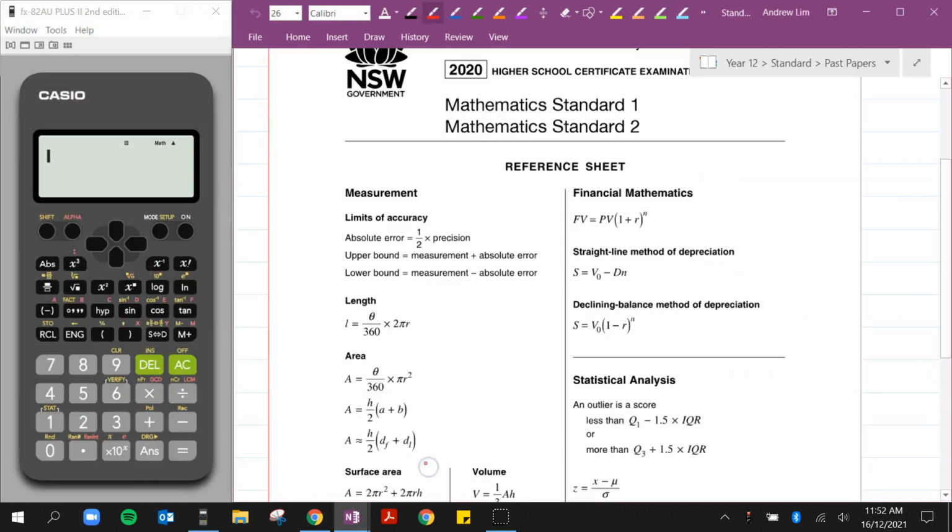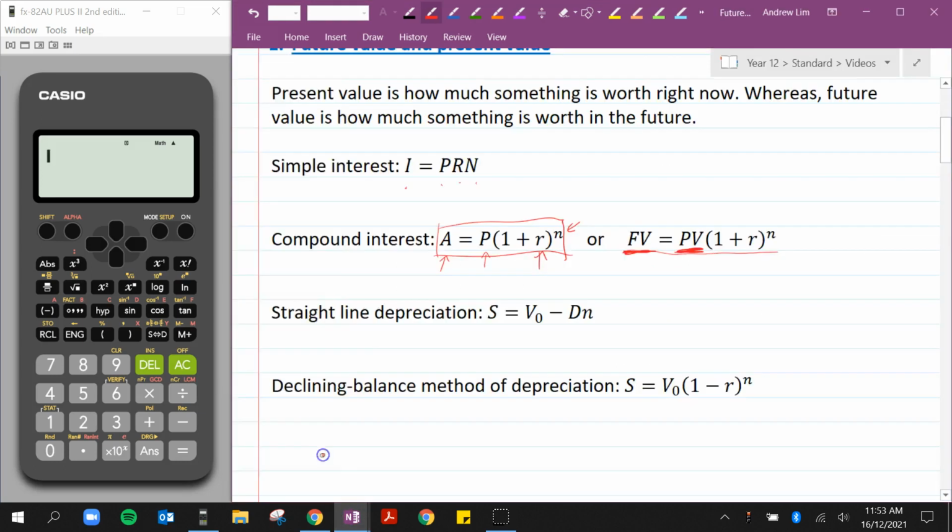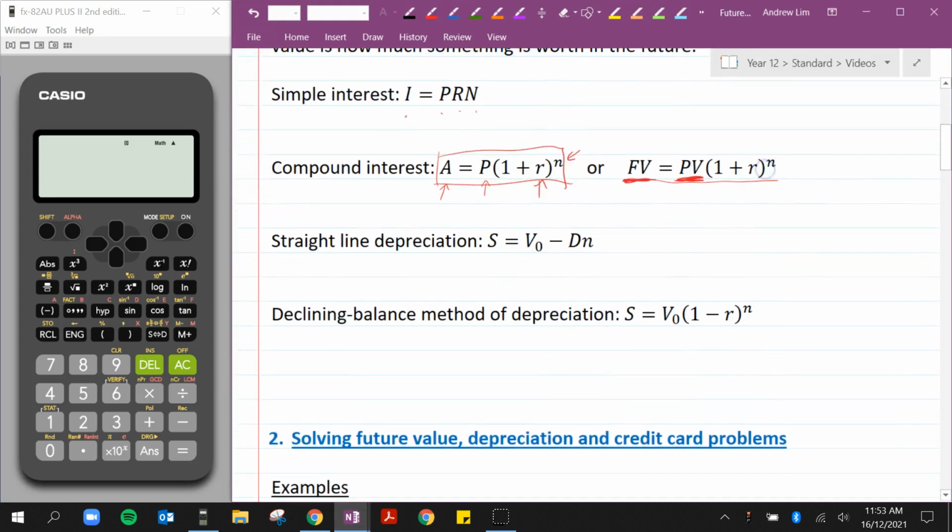So here's our formula sheet. Future value is equal to present value times 1 plus R to the power of N. Also on our formula sheet for this topic is the salvage value is equal to the value at time 0 minus depreciation per year times number of years, as well as the declining balance method of depreciation. Salvage value is equal to value at time 0 times 1 minus R to the power of N. So we have them here in our lesson.